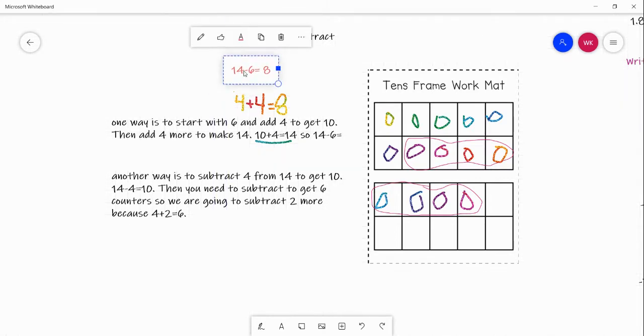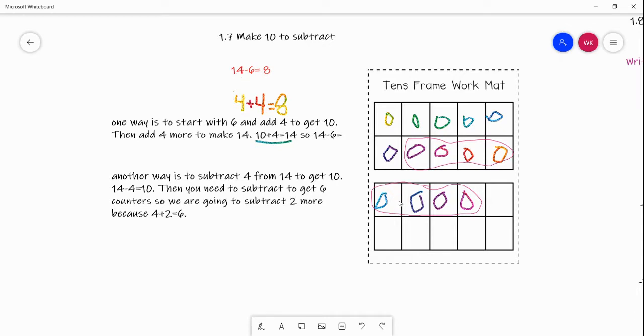So let me go over that again for you guys. One way to do this is to start with 6, our lowest add-in. Remember, these are add-ins. 14 and 6 are add-ins, and then 8 is the sum. So we're going to start with our lowest add-in. That number was 6. We drew out 6 dots on our tens frame. Then, to get to 10, we needed to fill 4 more boxes. So we put 4 more counters in our boxes. So that's our first set of 4.